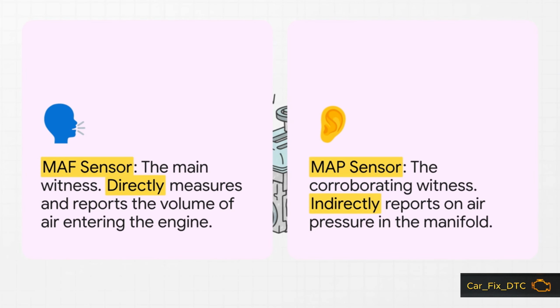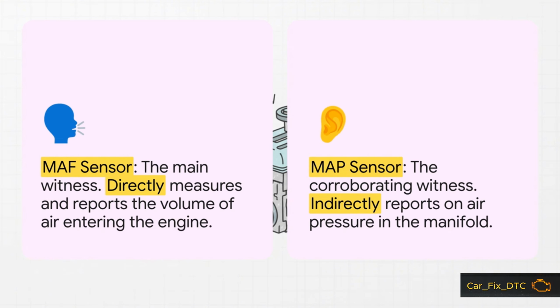This is a great way to understand how two of the key players work together. The MAF sensor, that's your main witness. It's on the stand saying, I saw this much air come in. Then you have the MAP sensor. Think of it as the corroborating witness. It's measuring the pressure or the vacuum inside the engine.